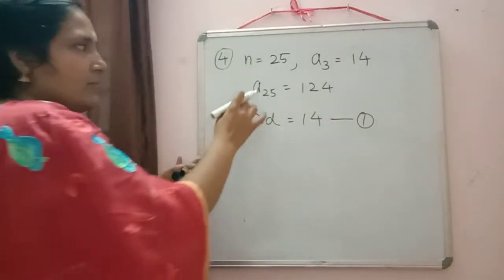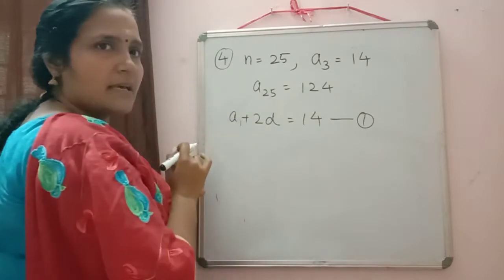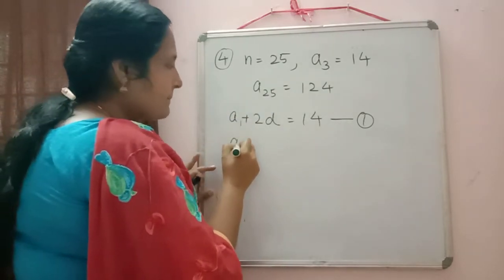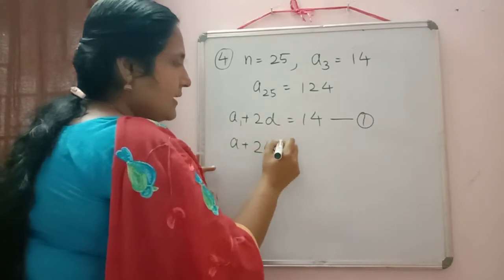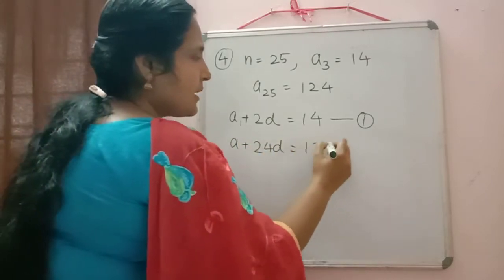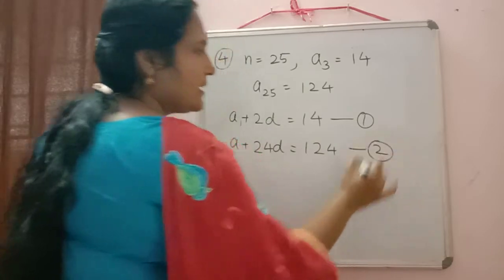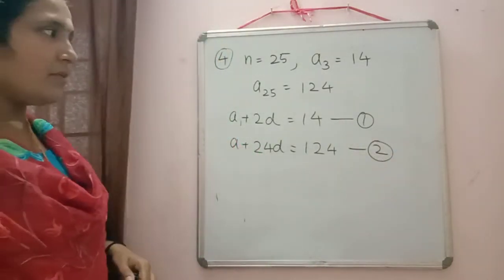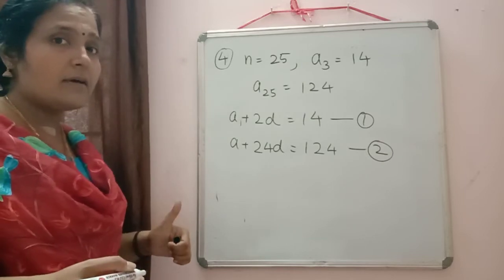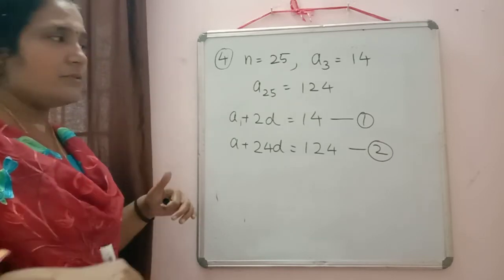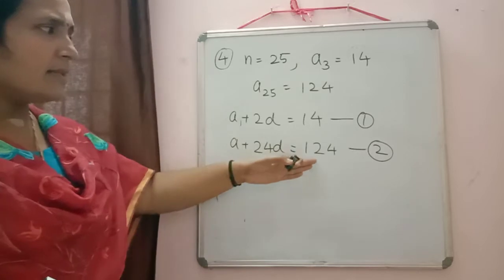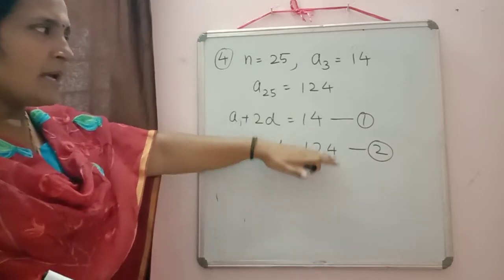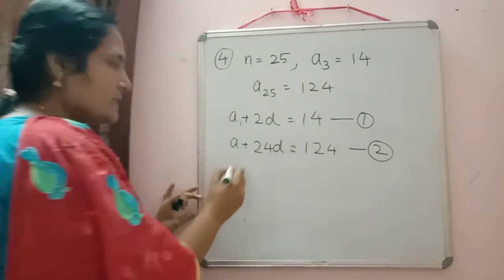Then next, a25 is equal to how much it was given? 124. a25, what will come? Yes, a plus 24d is equal to 124 is given. Make it equation number 2. So first equation and second equation we got. What we will do to find out the value? Yes, we have to do the subtraction. As you can check, this number is greater. So to avoid the negative value, what we can do? Equation 2 minus equation 1.